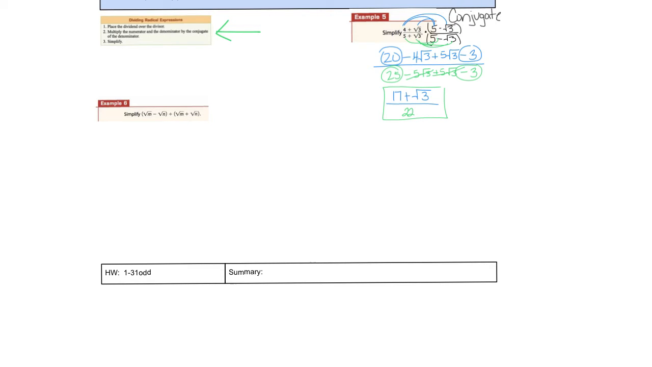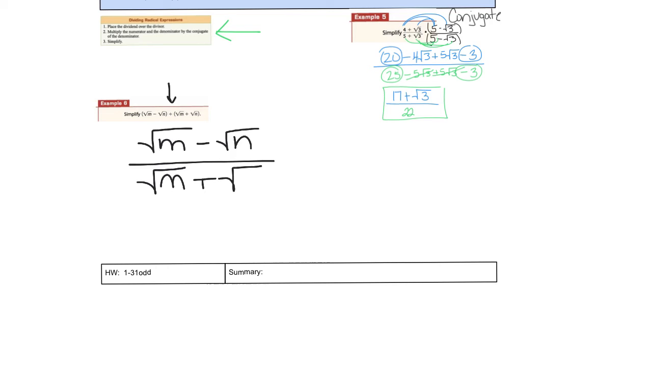So let's look at example number 6 that's sitting here for us. We can use all of this to work with it. Now this sign right here in the middle is a division sign. So I'm going to rewrite this. This looks like the square root of m minus the square root of n over the square root of m plus the square root of n.